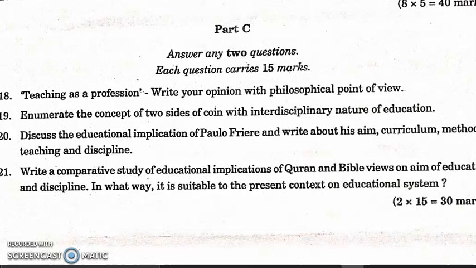Then discuss the educational implications of Paulo Freire and write about his aim, curriculum, method of teaching and discipline. So the answer shall concentrate more on the basic aspects of education such as aim, curriculum, method, discipline, etc. put forward by Paulo Freire. And the last question, write a comparative study of educational implications of Quran and Bible on aim of education and discipline. Here also you have to concentrate more on aim and discipline with respect to Quran and Bible.